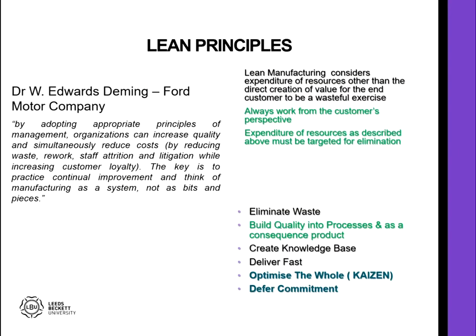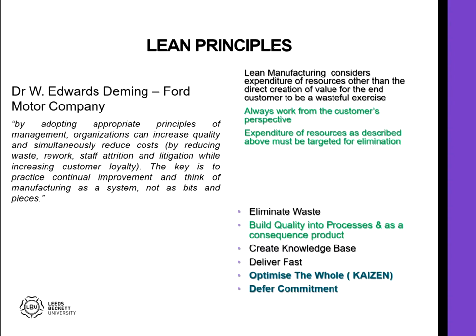So Lean principles. Dr. W. Edward Deming, which if you do your research, you should see his name quite a lot popping up. He said that for a company, by adopting appropriate principles of management, organizations can increase quality and simultaneously reduce cost. So it's got to be a management process as well. It's got to be top-down decision making. It can't be one or two people within a company implementing these ideas. It's got to be top-down.